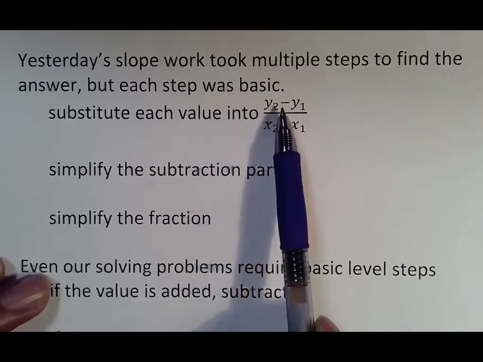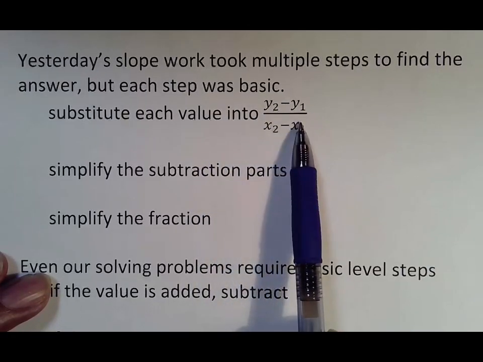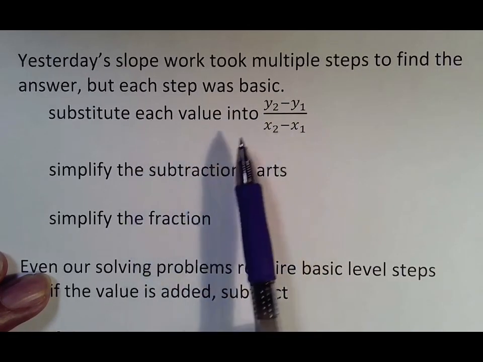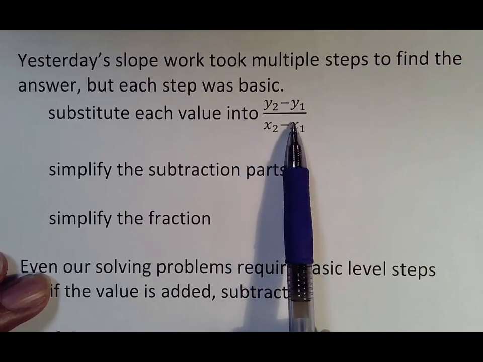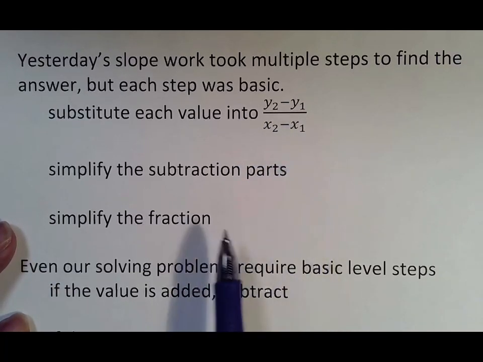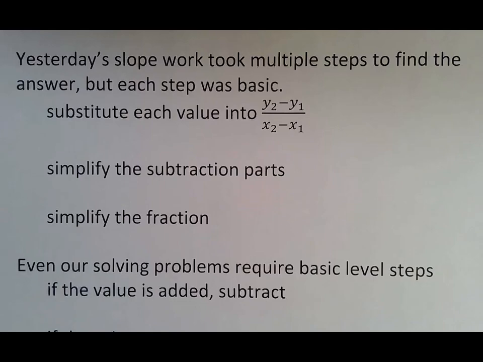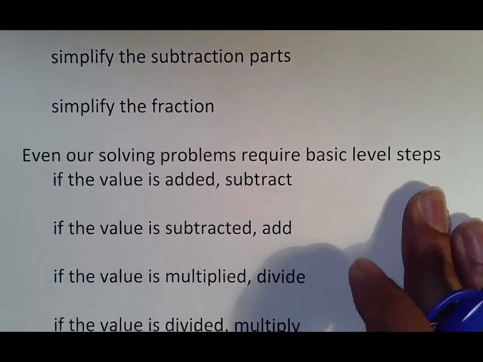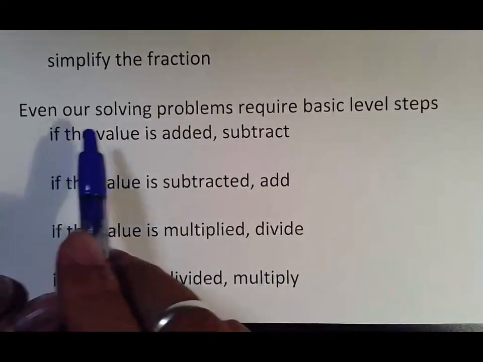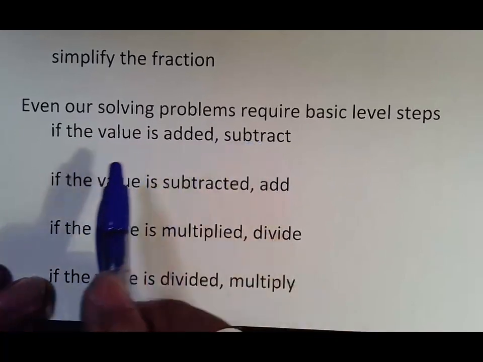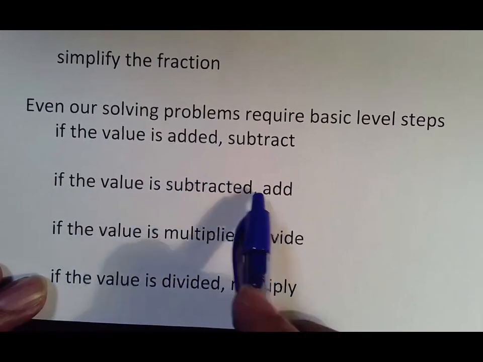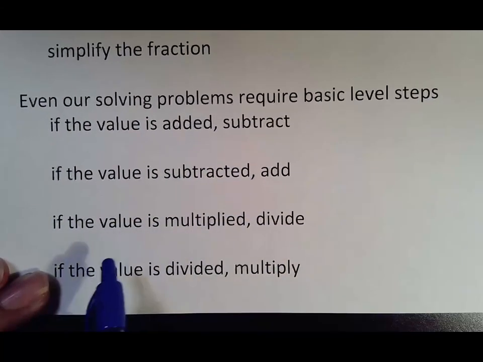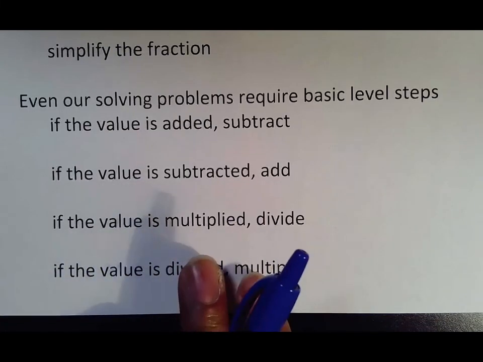First, you had to substitute the values into y2 and y1, x2 and x1. Second thing you did was you simplified, you subtracted this and subtracted that. And the last thing you did is just divided, because you ended up with a fraction. So even our solving problems required basic level steps: if you saw it being added, then you subtract. If you saw it being subtracted, then you add. If you saw it being multiplied, divide. If you saw it being divided, you multiplied.